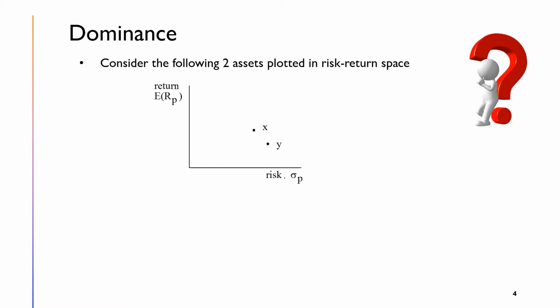Let me ask you a question. Consider the following two assets plotted in risk-return space. The x-axis represents risk or standard deviation. The y-axis stands for return. Which asset would you choose? Asset X or asset Y? Would any investor want to invest in both assets? Why? Let's think about it.